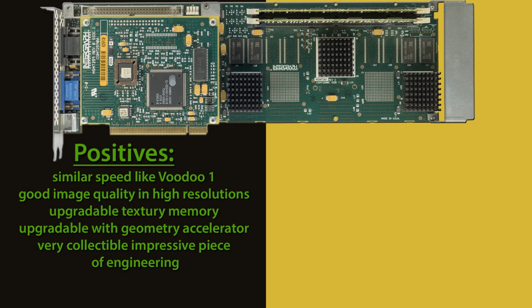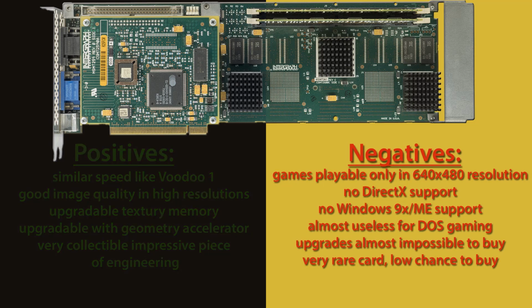And now we've finally reached the conclusion. The RealiZm Z13T has performance similar to that of the Voodoo 1, but with 32-bit colors. You can also enjoy a desktop resolution up to 1280 by 1024 with very good image quality. What's very unusual is the ability to increase the amount of onboard memory and even enhance the speed through the use of a geometry accelerator card. This is something that's not often seen, and it makes the card a very rare collectible item.